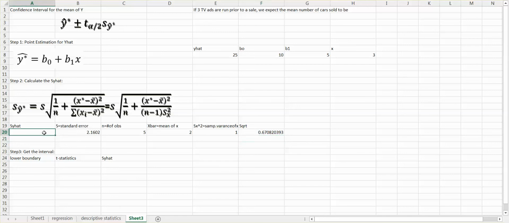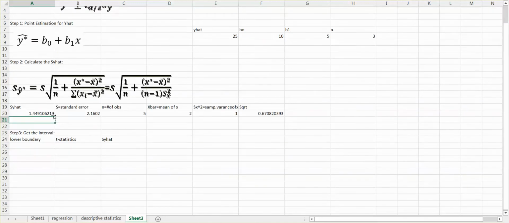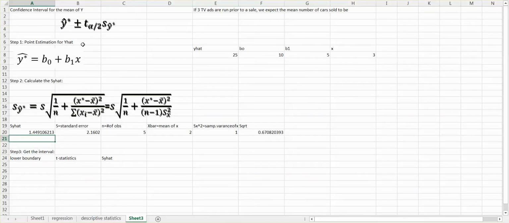So now we can get the s y hat by typing the equal sign, the standard error times our square root. Then we got 1.449106213. That is the value for s y hat. So now we can combine different parts together to find our lower boundary and upper boundary for our confidence interval for the mean of y.